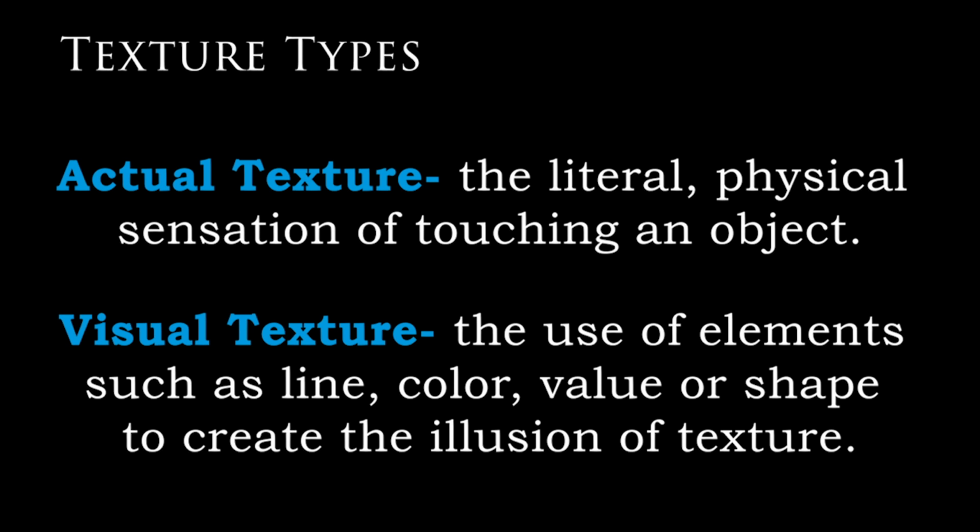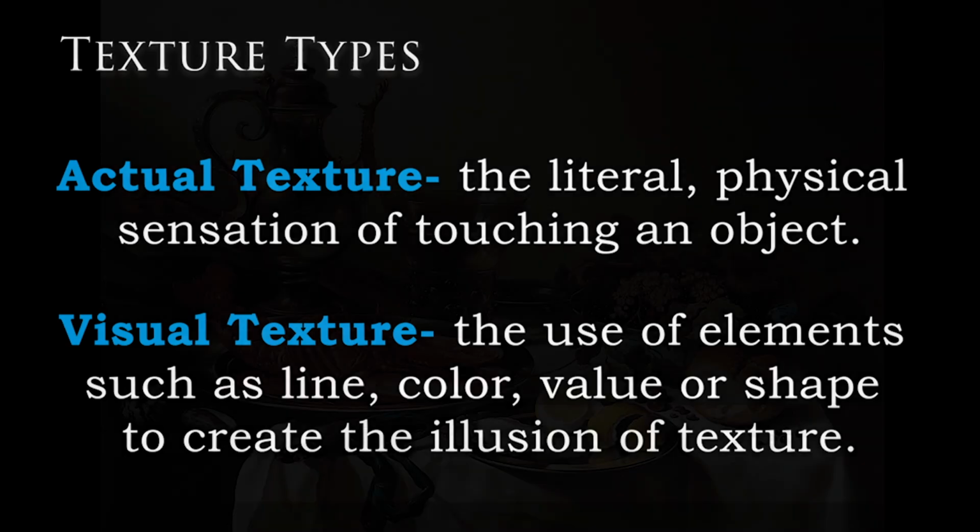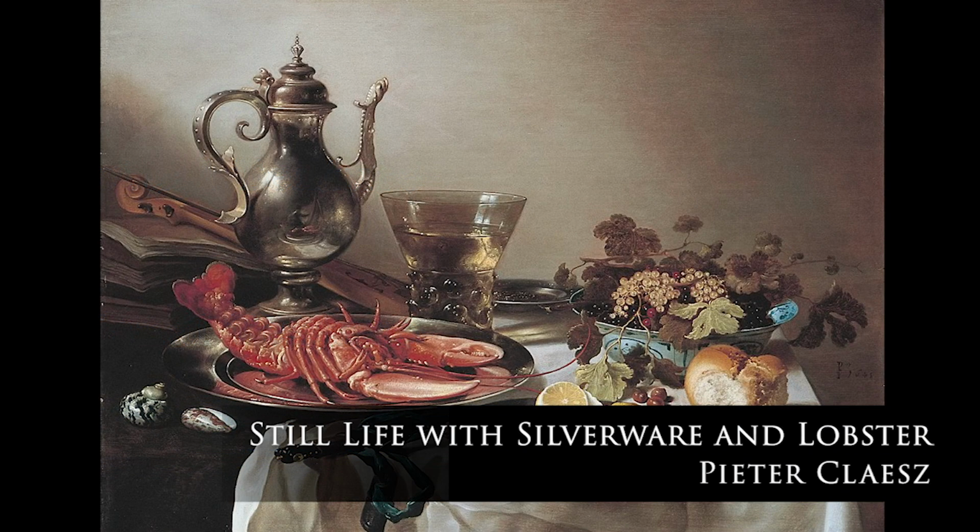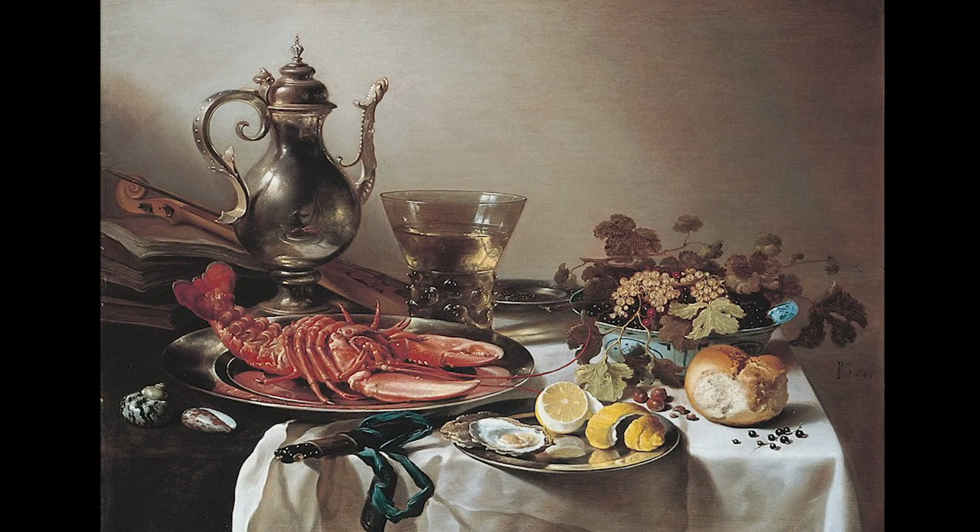Visual texture, on the other hand, refers to the use of elements such as line, color, value, or shape to create the illusions of actual texture. Painters in the Dutch age were particularly interested in mimicking textures as accurately as possible as a way to show their prowess and their skill as a craftsman.